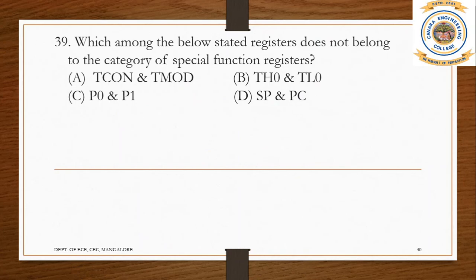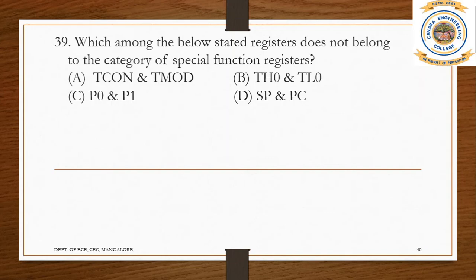Which among the below stated registers does not belong to the category of special function registers? This is a continuation of the 37th question. See here, TCON and TMOD have some addresses, and those addresses are between 80H and FFH. So that we also discussed. Special function registers have addresses between 80H and FFH. So TCON and TMOD are special function registers having addresses in that range.